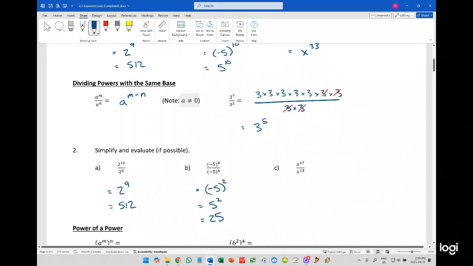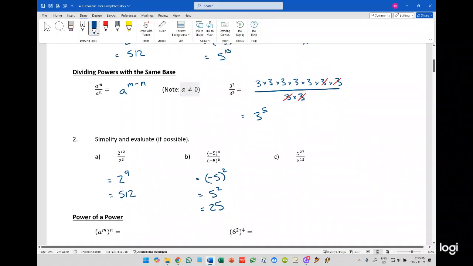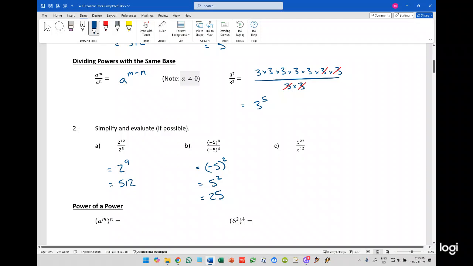And x to the 33 cannot be evaluated since it's a variable. All right, final one. Leave the base the same, subtract exponents. 27 minus 15 is 12.